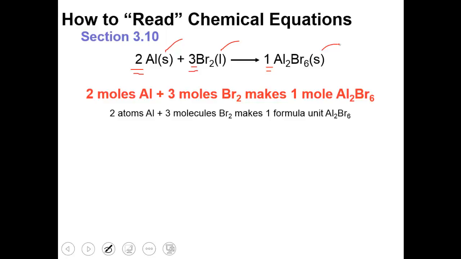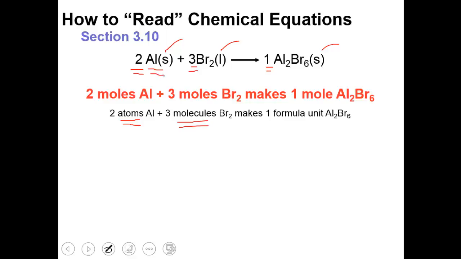Now, we could also look smaller. These coefficients could be 2 atoms of aluminum and 3 molecules of bromine. Now, hopefully you can answer why we use the word atoms with aluminum and molecules with bromine. Can you answer that?